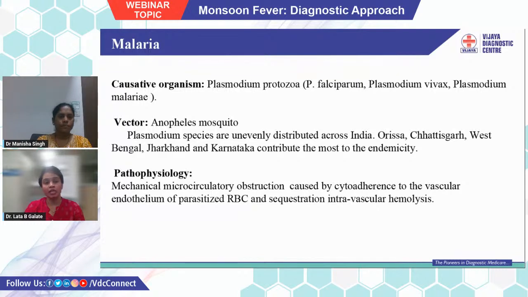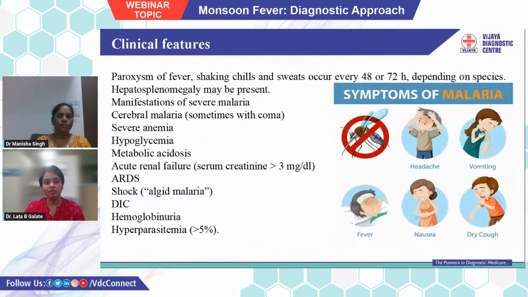The malarial parasite mostly involves the reticuloendothelial system, wherein by cytoadherence to the vascular endothelium, parasitized RBC sequestration and intravascular hemolysis occur. The clinical features show paroxysms of fever, wherein there will be a typical spike of fever depending upon the infecting species. For example, in falciparum, one can see the fever spike on alternate days. In case of vivax, one can see the spike at every third day, and fourth day in case of malariae and ovale.